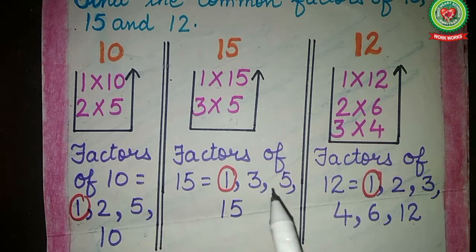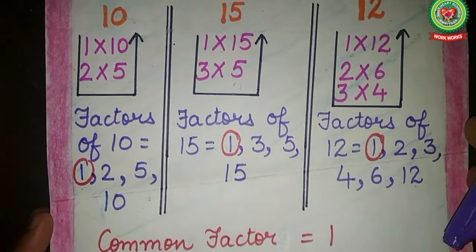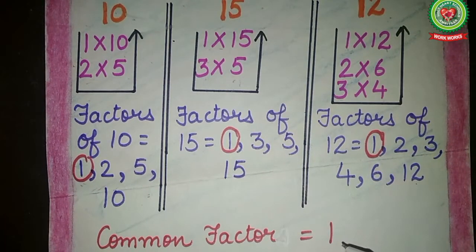5 is a factor of 10. 5 is also a factor of 15 but not of 12. So we will not circle 5 also. 10 is a factor of 10, but not of 15, not of 12. So, we will not circle 10 also. So, the common factor is only 1. Common factor is equal to 1.